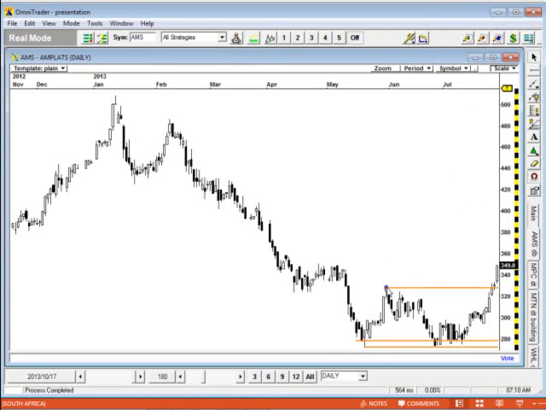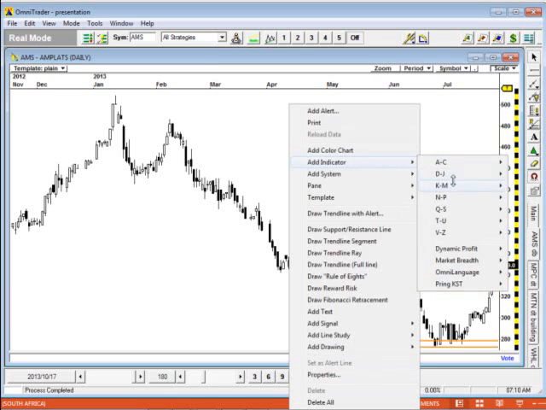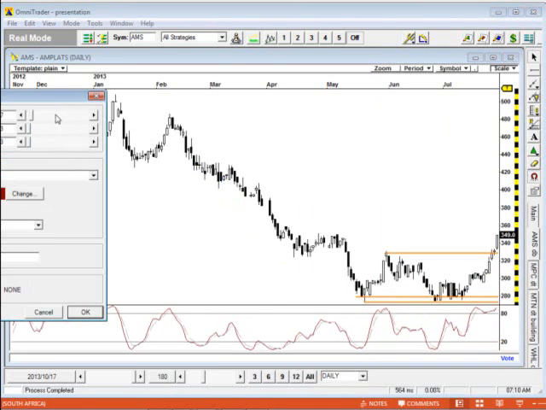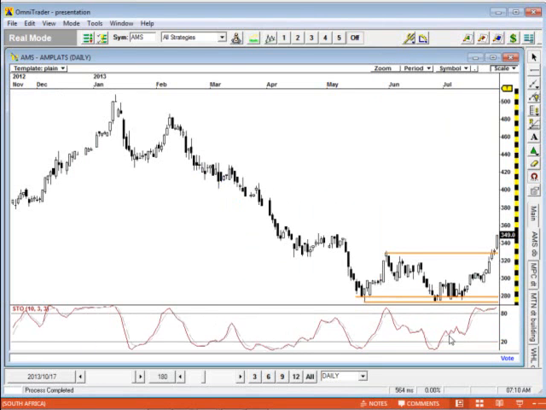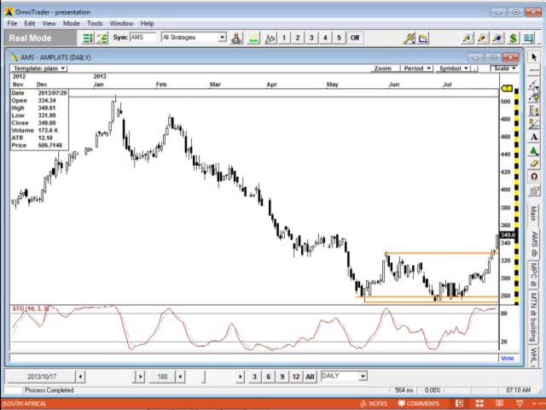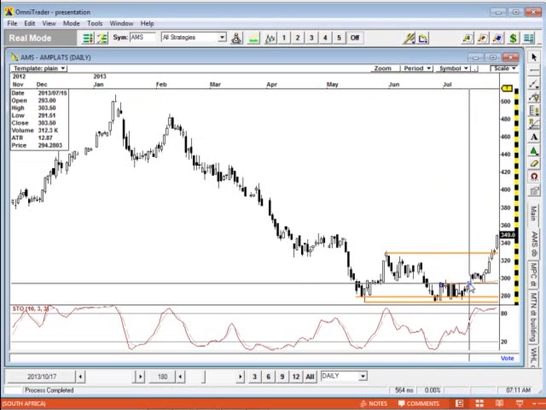We consider the pattern valid once the neckline breaks. If we put on a stochastic over here, and we just make sure that it's a 10 period stochastic for shorter term stuff, we can see that the stochastic actually ticked up well before we got the breakout. So this can give us an early entry into the trade, and we could have entered somewhere in this area.